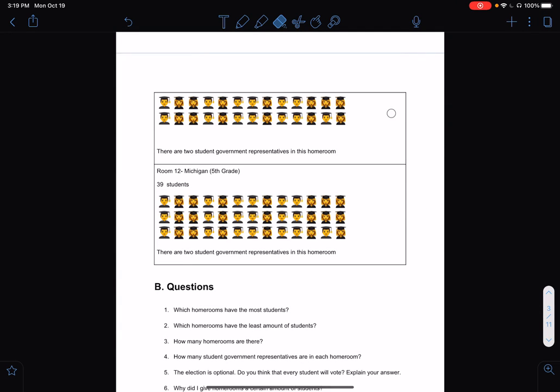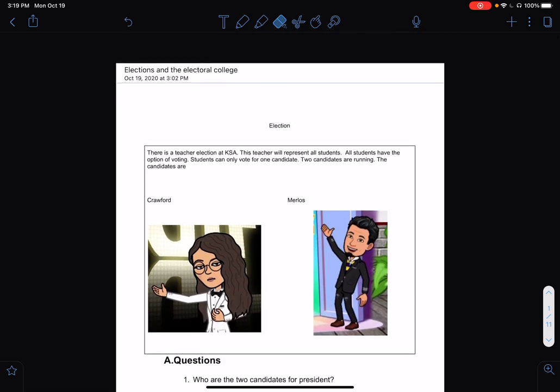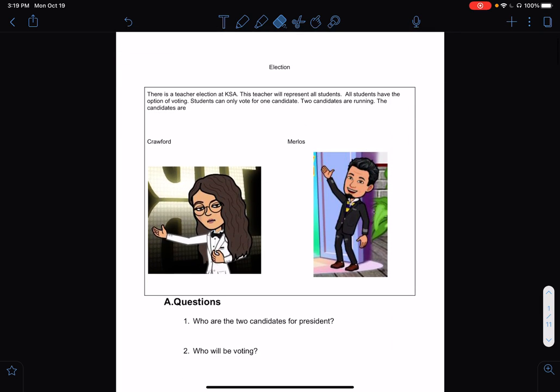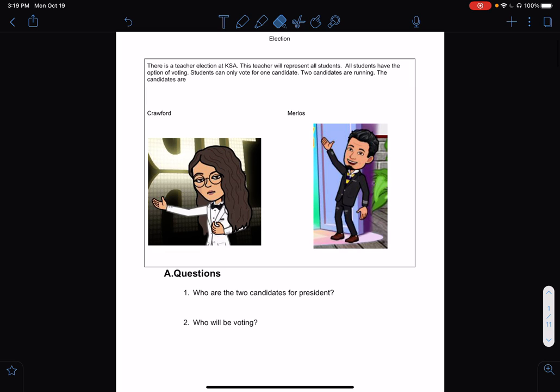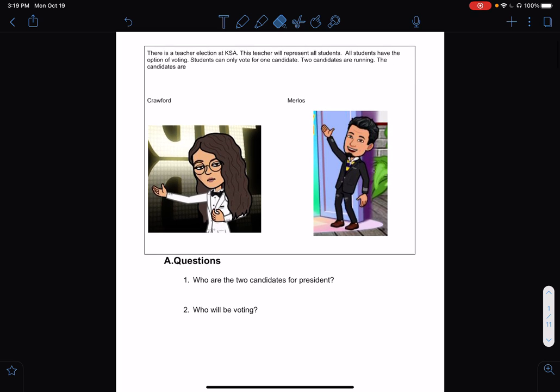Today we're going to continue working on this document. On Monday, we went over this election that we're having, so we're going to continue working on that today. I'm going to go over a couple of issues that I saw with this document. So there are two people running, right?